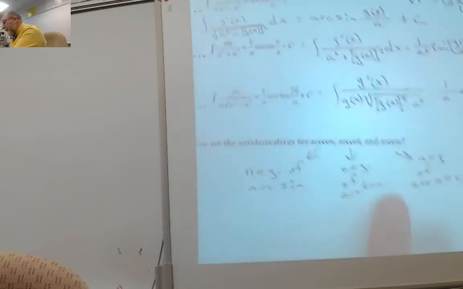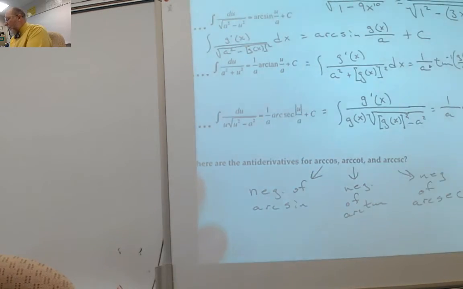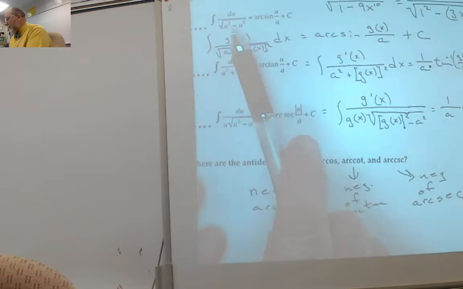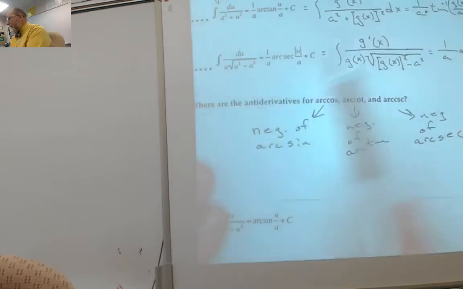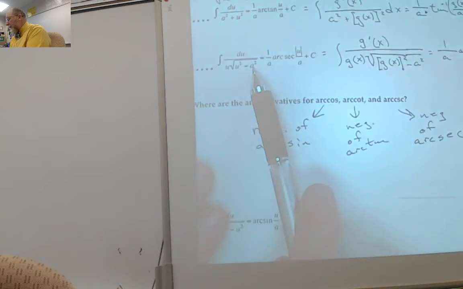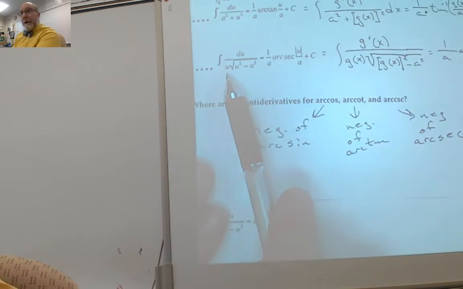Now, a couple other things. Only arc secant and arc sine have square roots. Arc tangent never has a square root. The difference between arc sine and arc secant is, for one, you have a constant minus a function in arc sine. In arc secant, you have a function minus a constant inside the square root, and you need that function out front. It's more complicated. We'll look at some examples in a bit.